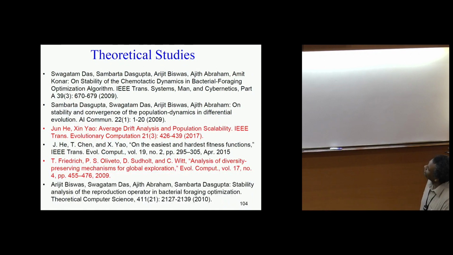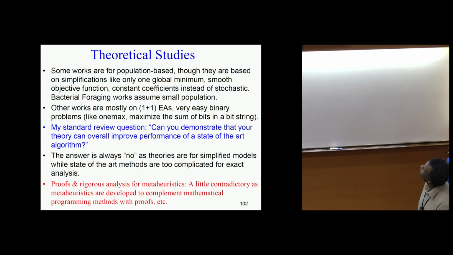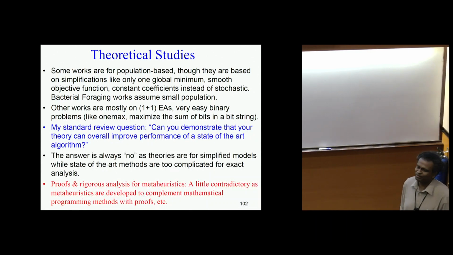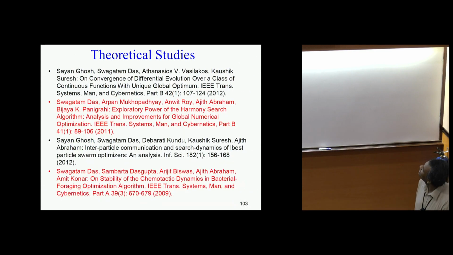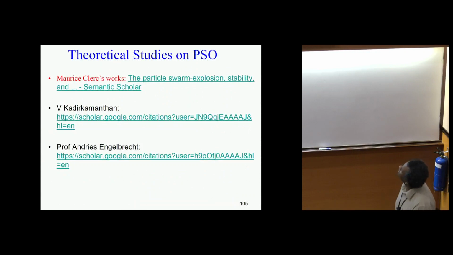So Shinyao, he also likes theoretical studies a lot. He has lots of theoretical papers. But most of the time, the theoretical studies are based on very simple versions. 1 plus 1 evolutionary algorithm, 1 parent, 1 solution. So there is no population to begin with. So when you take away the population, we are not talking about swarm or evolutionary.